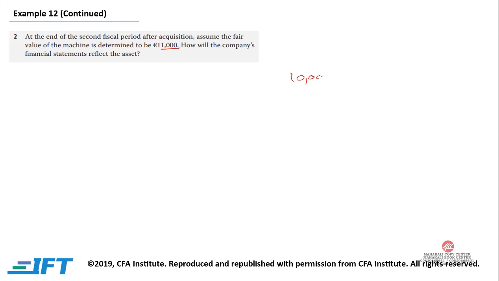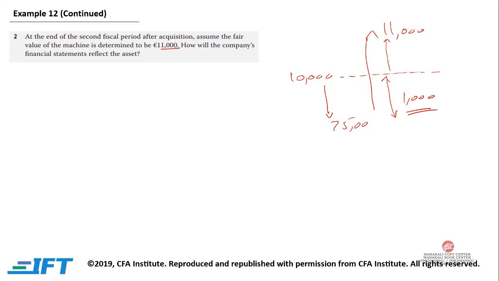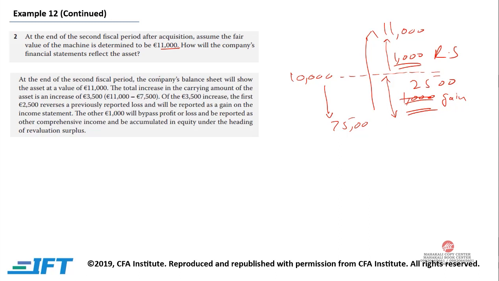So initially we were at 10,000, we went down to 7,500, and now we are up again at 11,000. So the initial loss needs to be reversed. So we are going to report a gain of 2,500. The initial loss of 2,500 would be reversed, and we are going to have a gain, and the further increase of 1,000 will go to revaluation surplus in equity. So at the end of the second fiscal period, the company's balance sheet will show the asset value at 11,000.